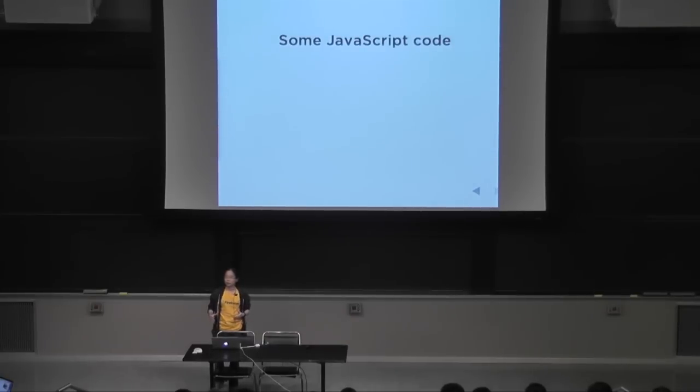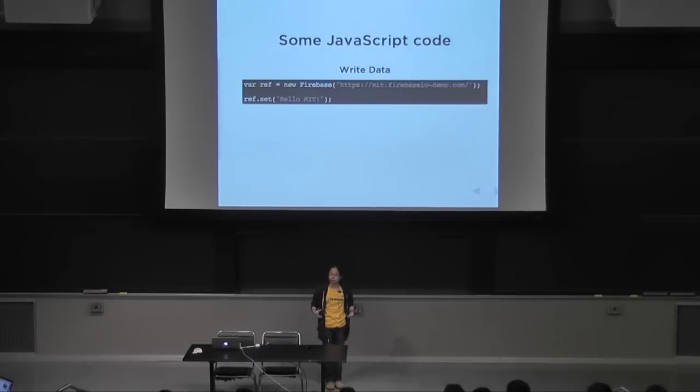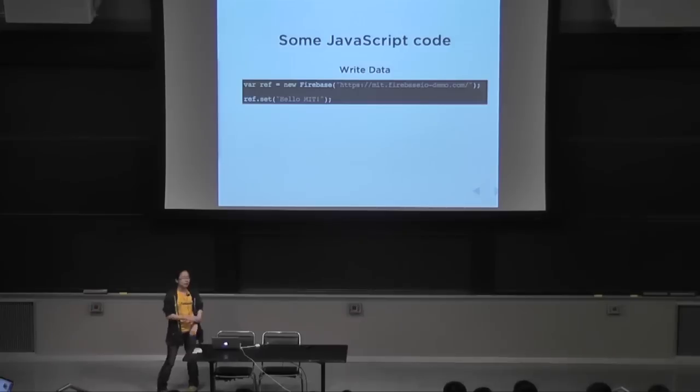So, a little bit of JavaScript code, and I'll walk through this. Here's how you would write data. Over here I say var ref, that's just creating a variable, and I say new Firebase. This is basically creating an object, which is a Firebase reference, and the URL I'm passing here is a reference to a particular Firebase URL. I'll show you guys a little more about this later, but if you access this URL, you can actually go there now if you have your laptops open. You'll see that there's nothing there, right?